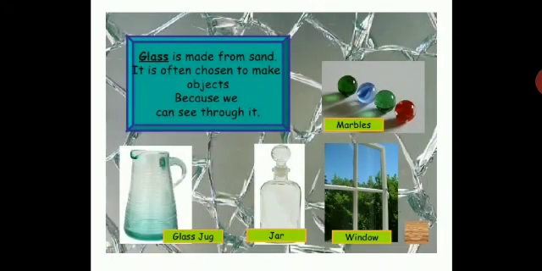Glass is made from sand. It is often chosen to make objects because we can see through it. It has the property of being translucent or transparent, so you can partially see or completely see through, depending on the type of glass you get nowadays. So you have a glass jug, a jar, window panes, and marbles made of glass. So glass can be used to make a variety of objects.